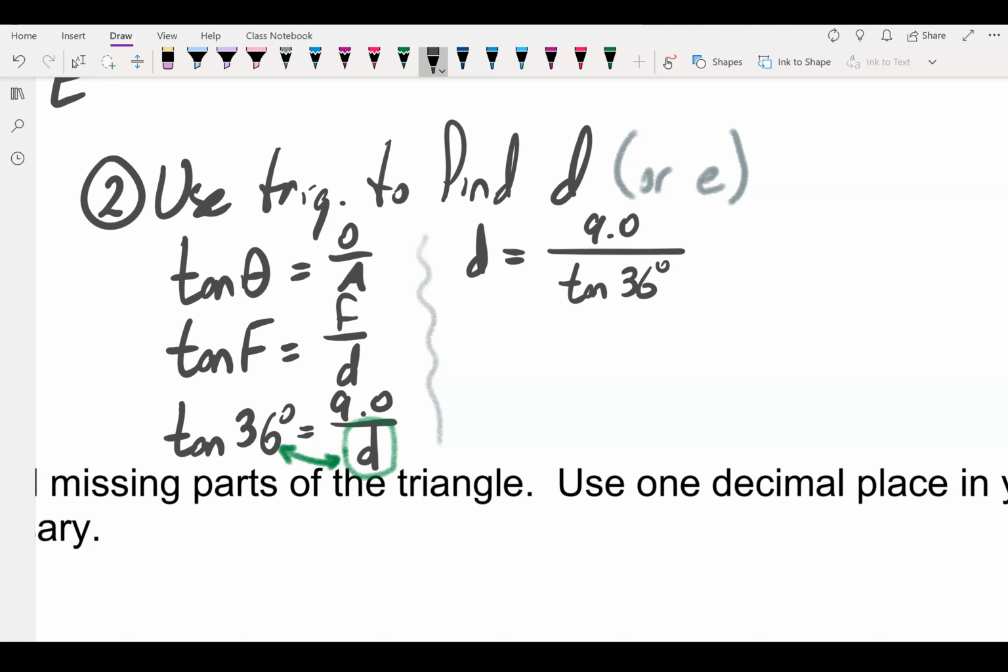So notice that they switched positions. I literally took what I saw on the left and what I saw on the bottom and I switched them. And that's okay, you can always do that in this situation. If you calculate that out, put this expression on your calculator, you will get 12.4. And so D, side D, is 12.4.